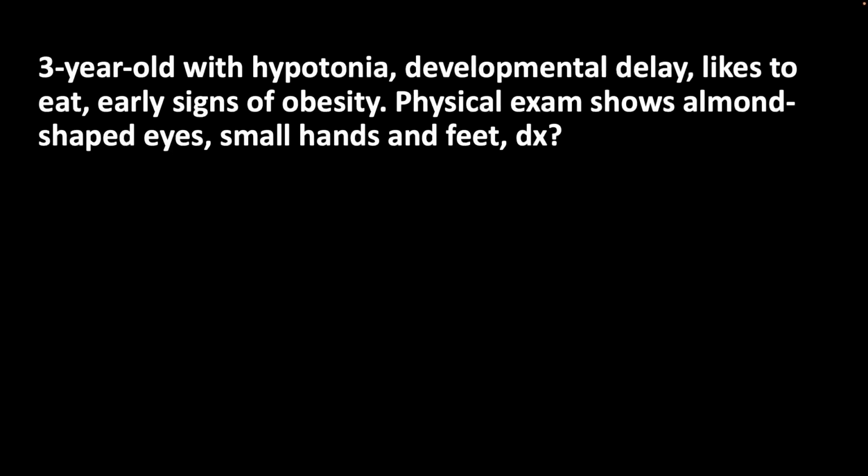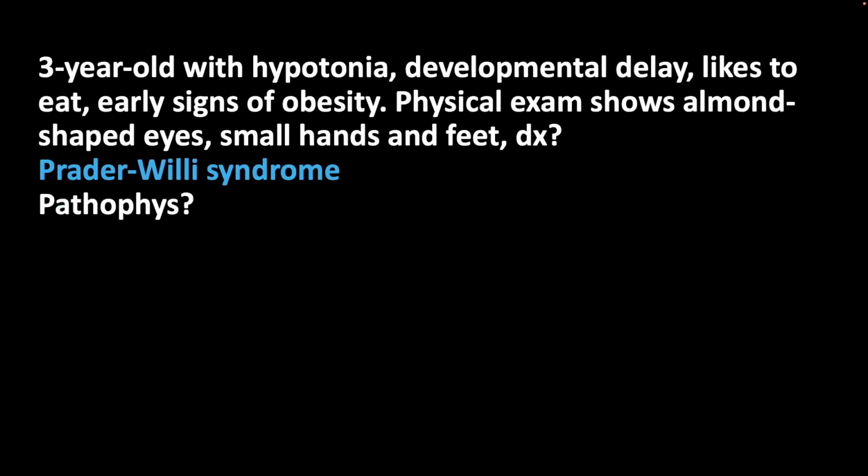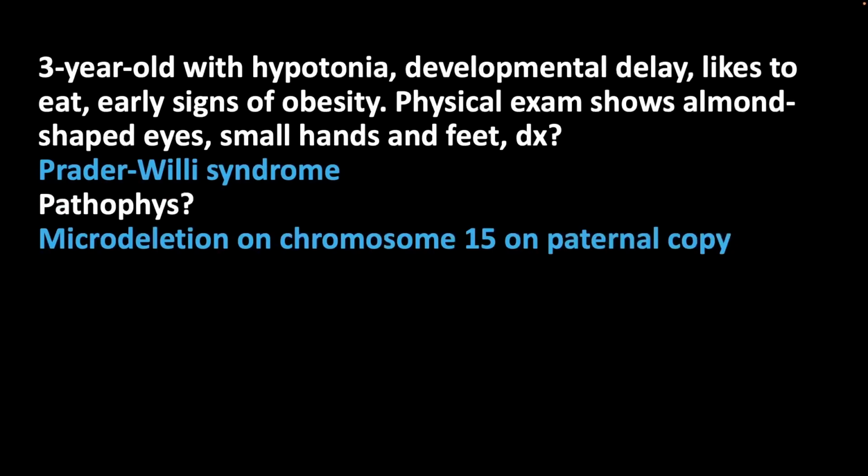Now you have a 3-year-old with hypotonia, developmental delay. They like to eat. Early signs of obesity. Physical exam shows almond-shaped eyes, small hands, and feet. This would be Prader-Willi syndrome. And what's the pathophys of this? This is microdeletion on chromosome 15 of the paternal copy.